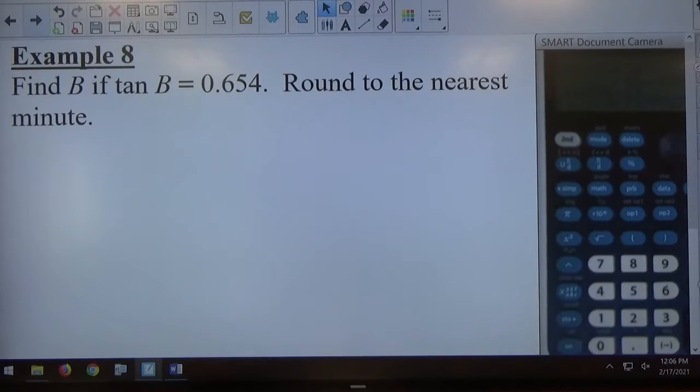Okay, so example 8, it says tangent of B is equal to 0.654. And the difference between this one and the previous one, notice it says round to the nearest minute. So they want you in degrees and minutes. It's going to give you a decimal answer. That's what your calculator is programmed to do. So we're going to have to convert into minutes.